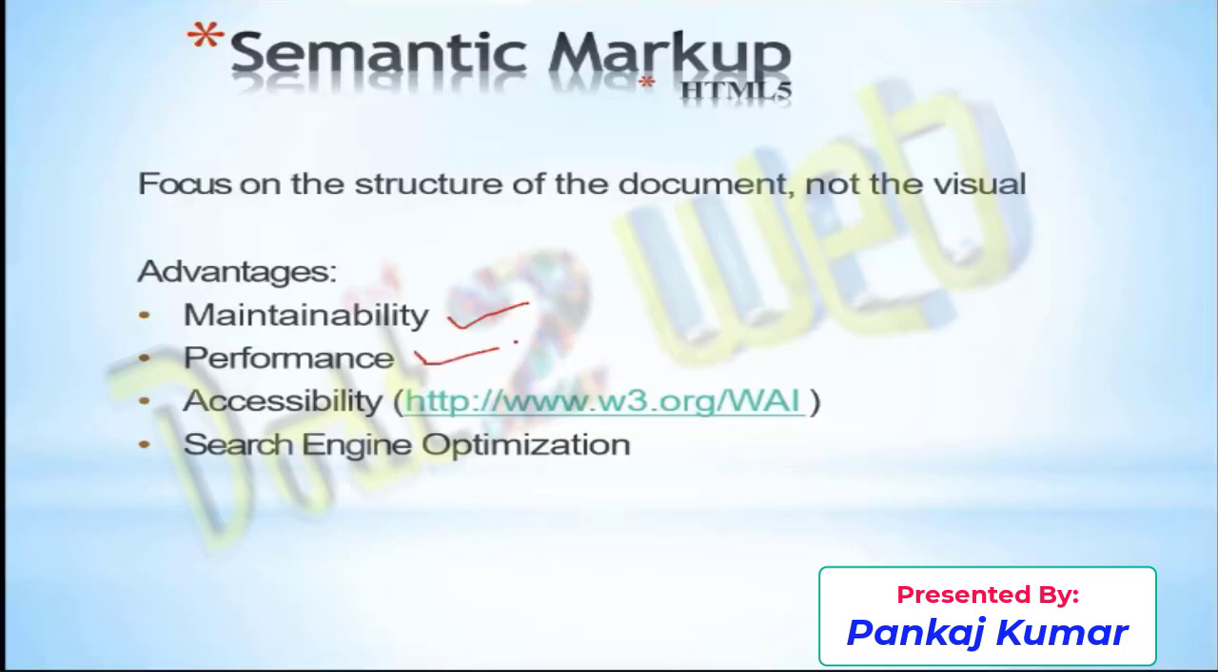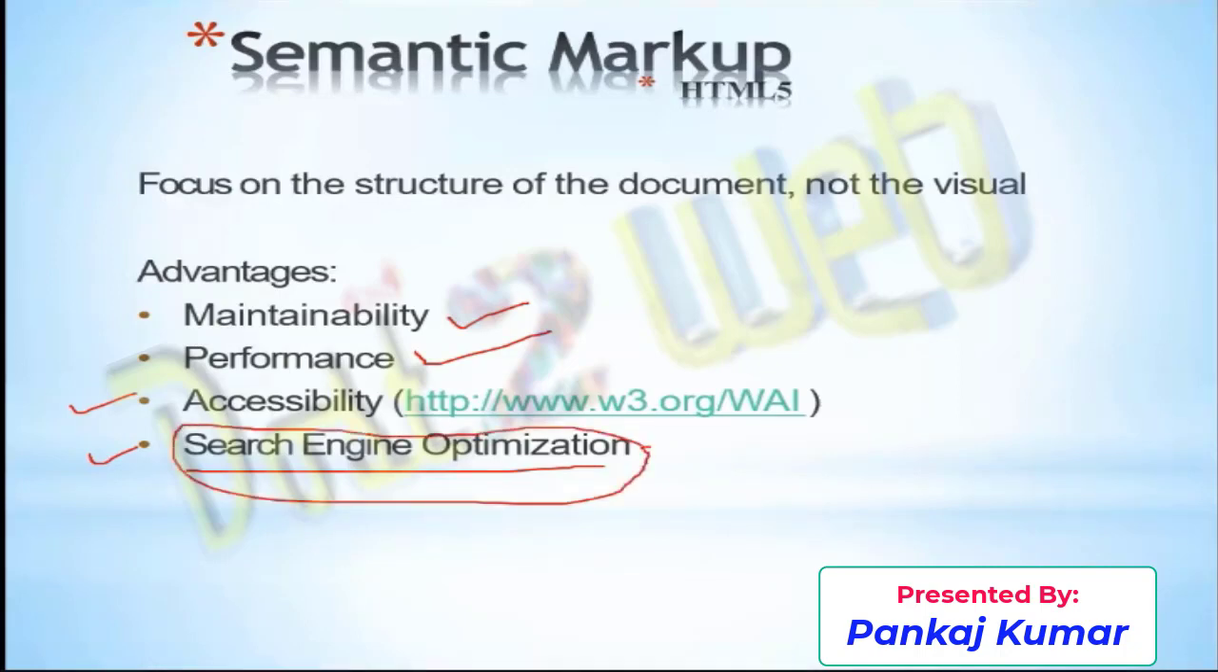The performance of the website will increase. Accessibility, that means as per the World Wide Web Consortium, accessibility will be there. And search engine optimization, that means you can define certain things which are required for search engine optimization. That means when you search something in Google, and a website comes on the top rank of any search engine, that process is called search engine optimization.